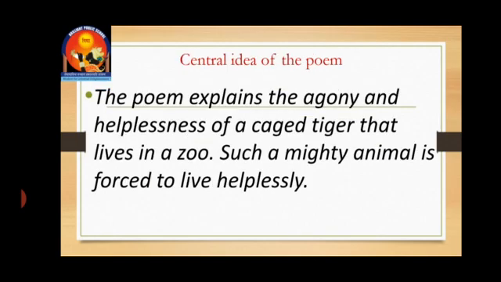Now, let us take a look at the central idea of the poem. This poem explains the agony, the pain, the helplessness of a caged tiger that lives in a zoo. We know that the tiger is such a mighty animal. It is so powerful. It dominates, but only when it is free in the jungle, in the forest. But in the zoo, it is forced to live helplessly.